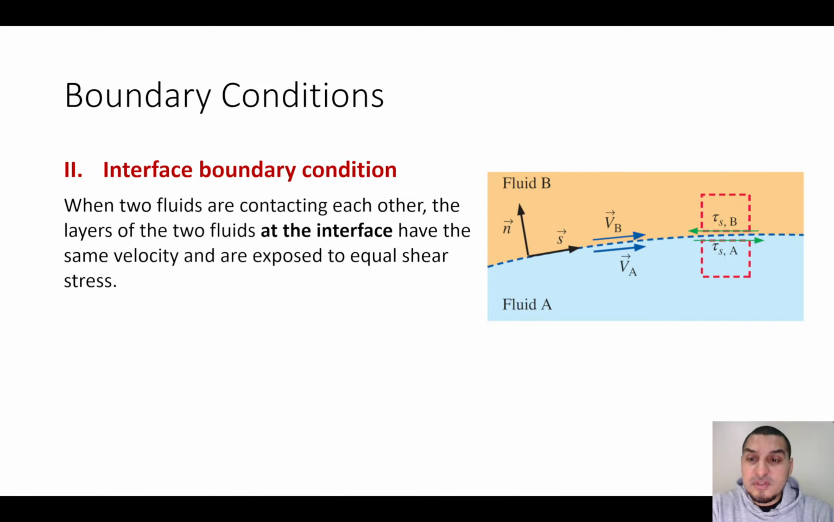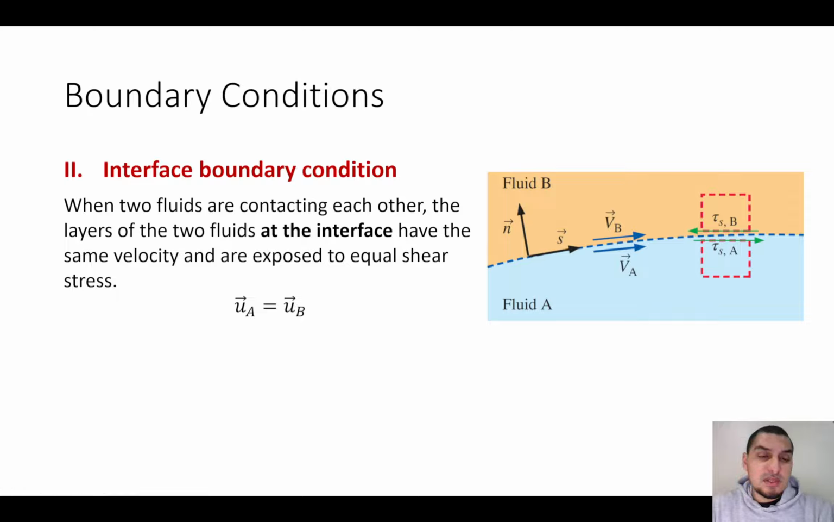So the interface boundary condition focuses on the interface, this dotted line between these two fluids. The interface boundary condition is very similar to the no-slip boundary condition. In the no-slip boundary condition, we said the velocities are going to be equal for the fluid and the wall. Here it's the same, the two fluids flowing in contact with each other will have the same velocity at the interface. So the velocity of A is equal to the velocity of B at the interface.